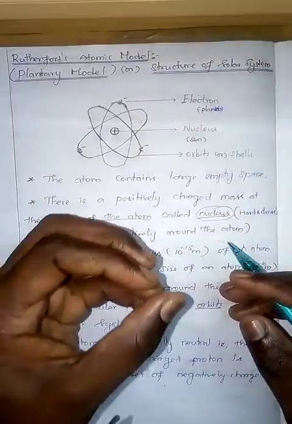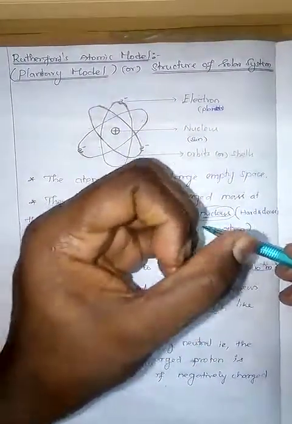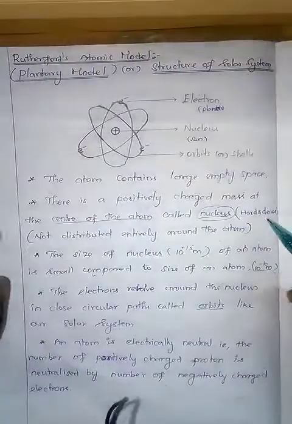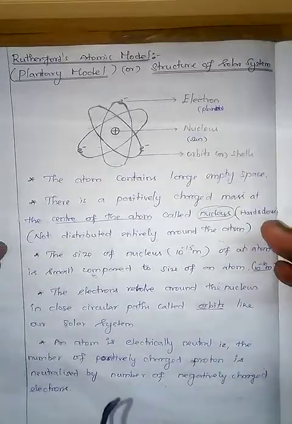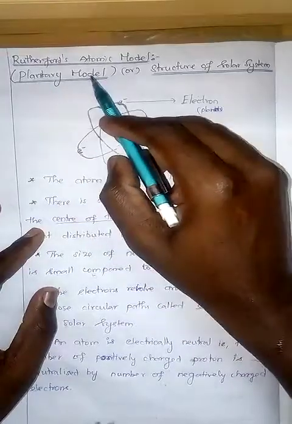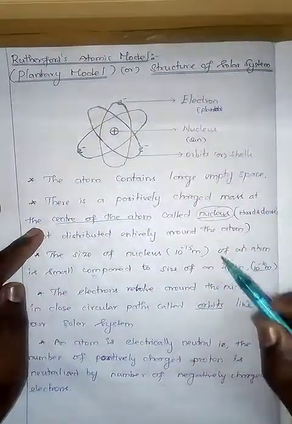Why? The nucleus is at the center, and electrons are revolving. Similarly, the sun is at the center, and the planets are revolving around it, right? So it looks like our solar system. That is the reason this Rutherford atomic model is otherwise called the planetary model or structure of the solar system, because it resembles it.